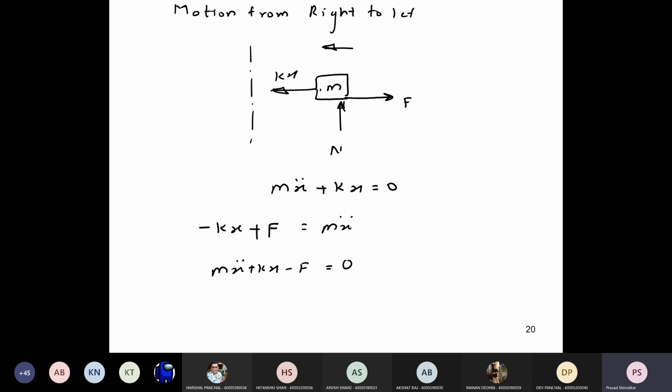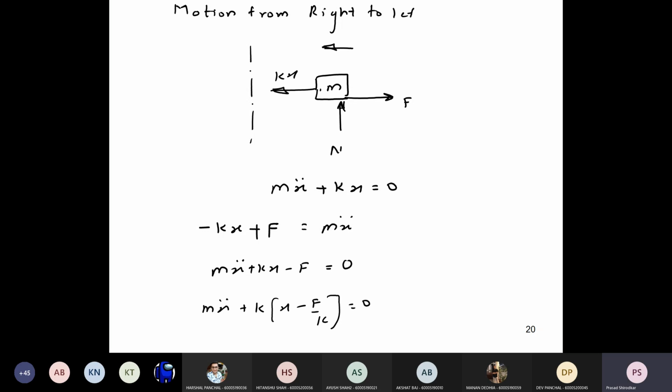Okay, so is everybody comfortable with this equation? Any questions? No, sir. All right. So the mass is moving from right to left, and so I can write mx double dot plus k into x minus f by k is equal to 0.